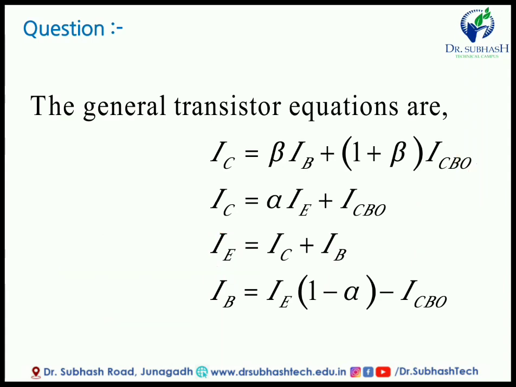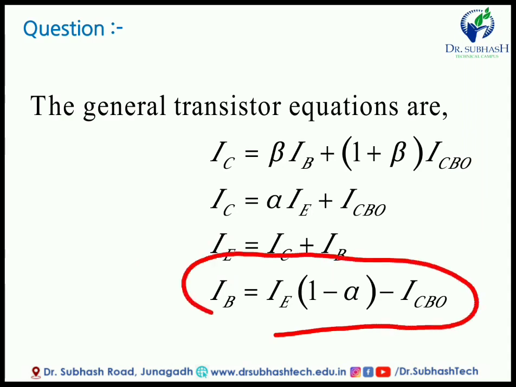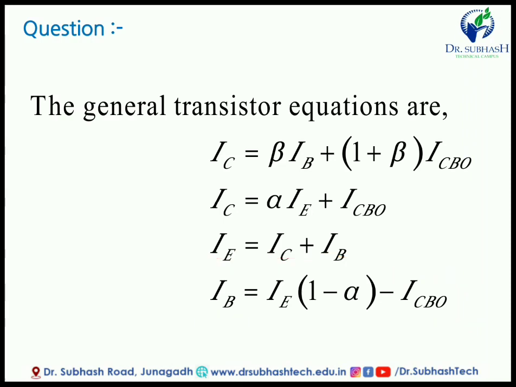Now IB is equal to IE (1 minus alpha) minus ICBO. This is the base current equation, IB equals IE (1 minus alpha) minus ICBO. This is also a general equation of the transistor.